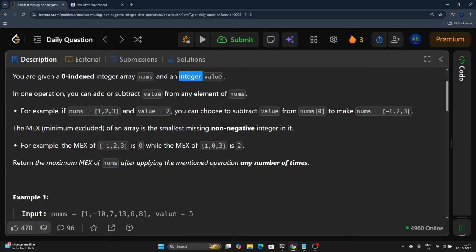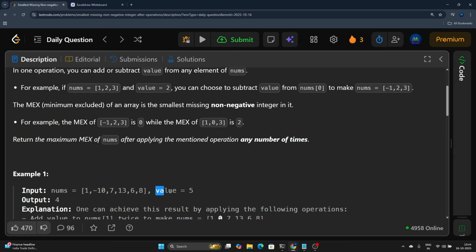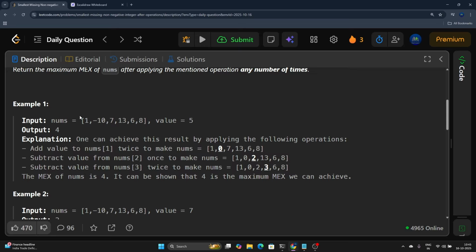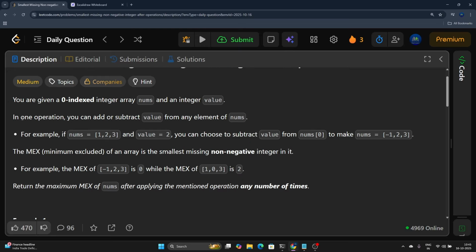The problem says that there is something called an operation, and when you perform an operation, what you actually do is you can either add or subtract the value which is given as the input. You can add or subtract the value from any element of nums. Nums is your integer array, again given in the input. Now we know what is an operation, right?